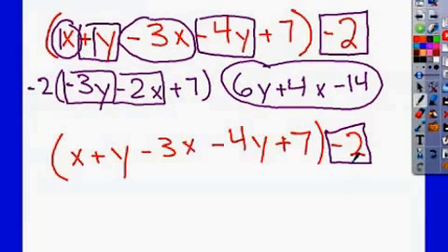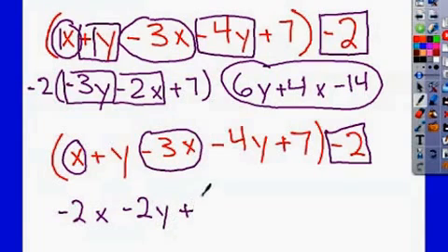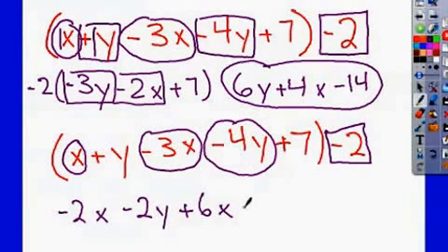Now, let's do this for this one too, but let's just do it straight up how it is. Negative 2 times x is just negative 2x. Negative 2 times y is just negative 2y. Negative 2 times negative 3x is positive 6x. Negative 2 times negative 4y is going to be positive 8y. And then I have a positive 7 times negative 2, which is negative 14.